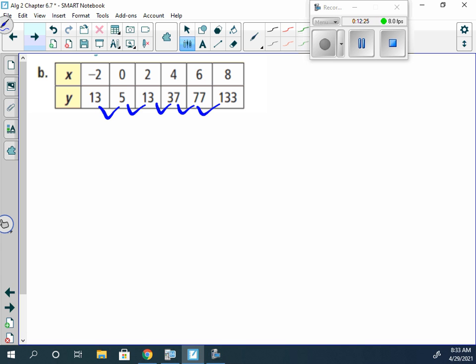So we still need to check and make sure. The difference between 13 and 5 is? 5 and 13 is? 13 and 37 is? 37 and 77? 77 and 133.